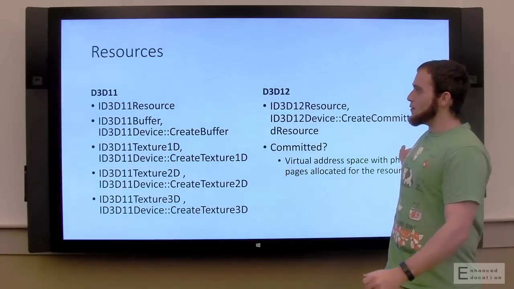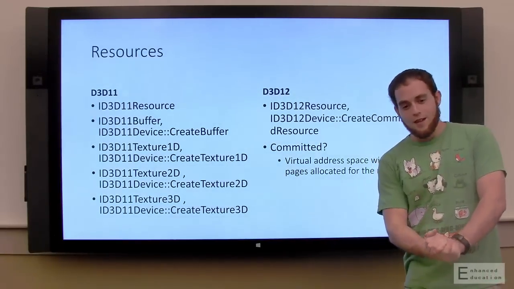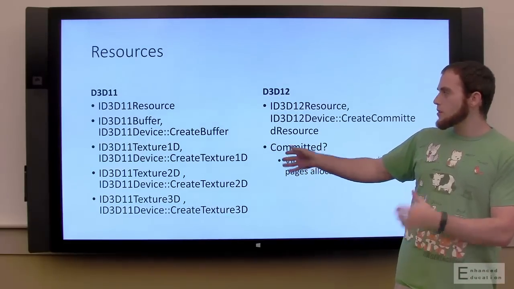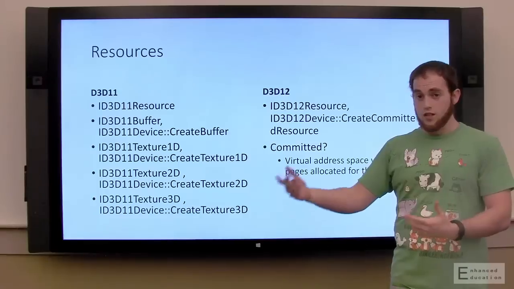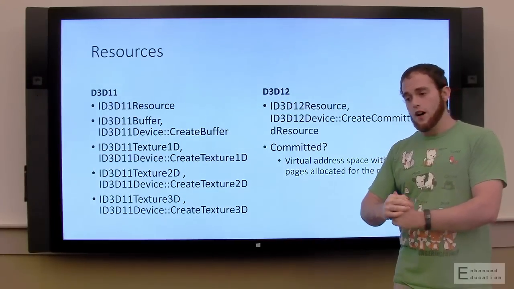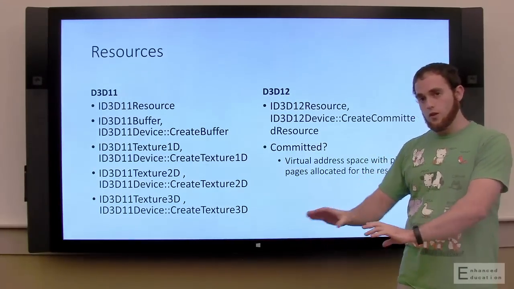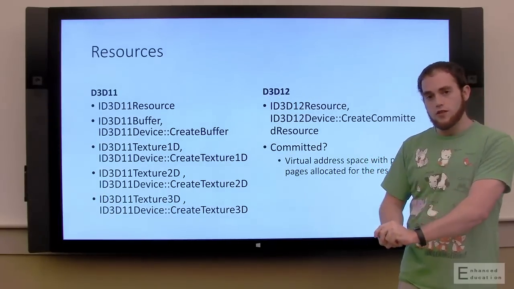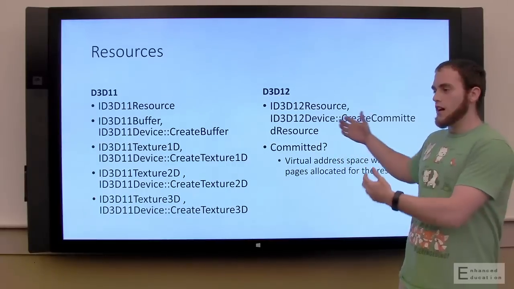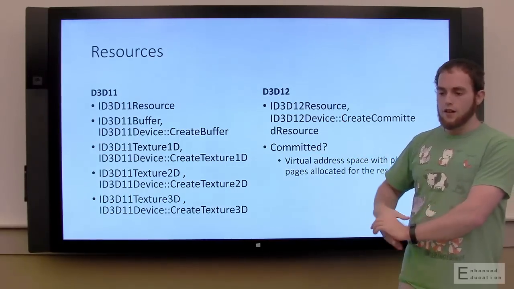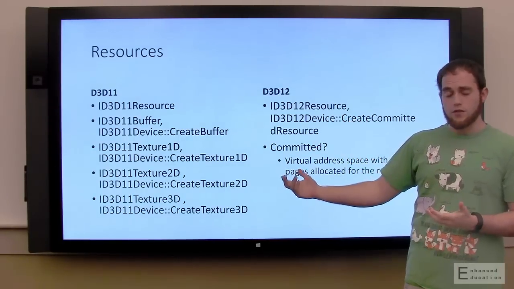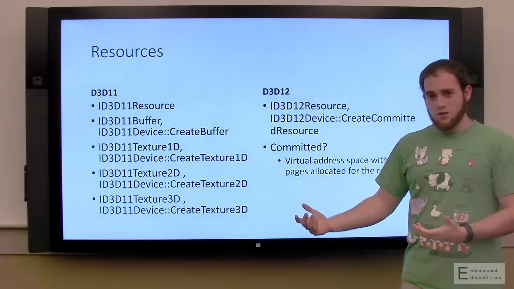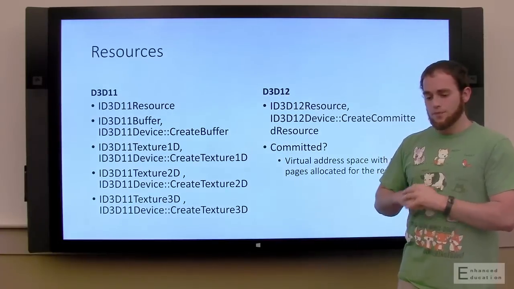So let's go ahead and dive right in, starting with resources. In D3D11, if you were to use any of the ID3D11 resource, or buffer, or texture 1D, 2D, 3D methods, the direct analog for those in the D3D12 world is what we call the committed resource. It gives you an ID3D12 resource interface. ID3D12 device create committed resource is the method you use to create them. You may be asking yourself, what does committed mean? Why would I create a committed resource?